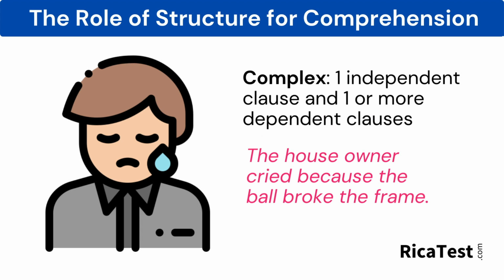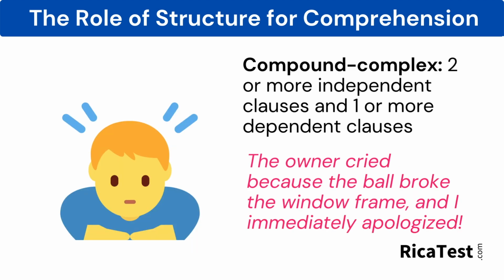A complex sentence has one independent clause and one or more dependent clauses. For example, the house owner cried because the ball broke the frame. A compound complex sentence has two or more independent clauses and one or more dependent clauses. For example, the owner cried because the ball broke the window frame, and I immediately apologized.